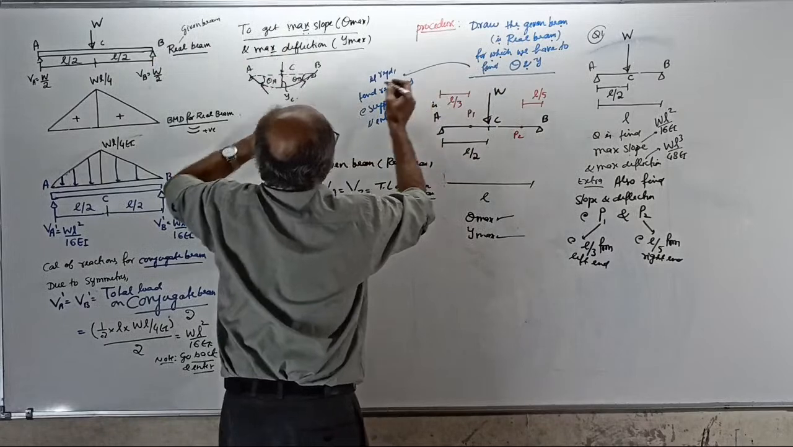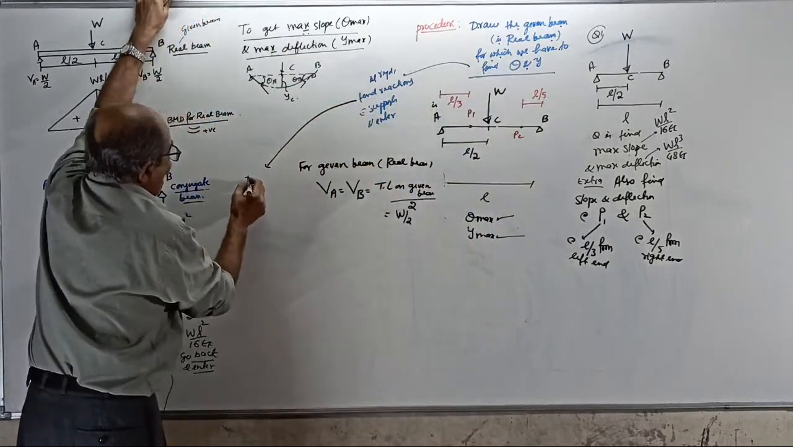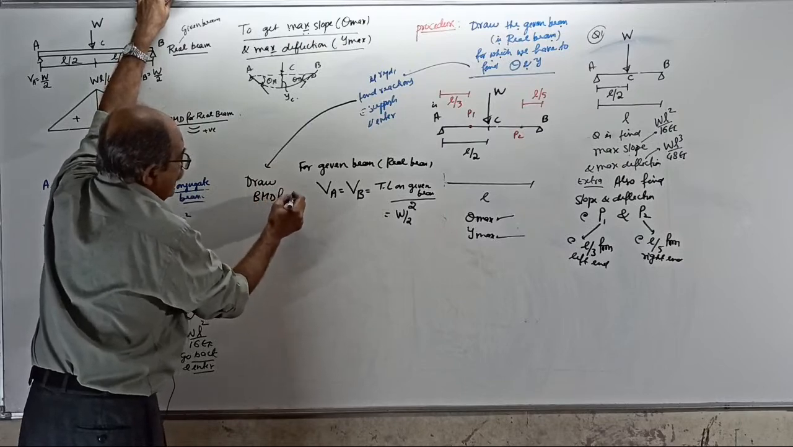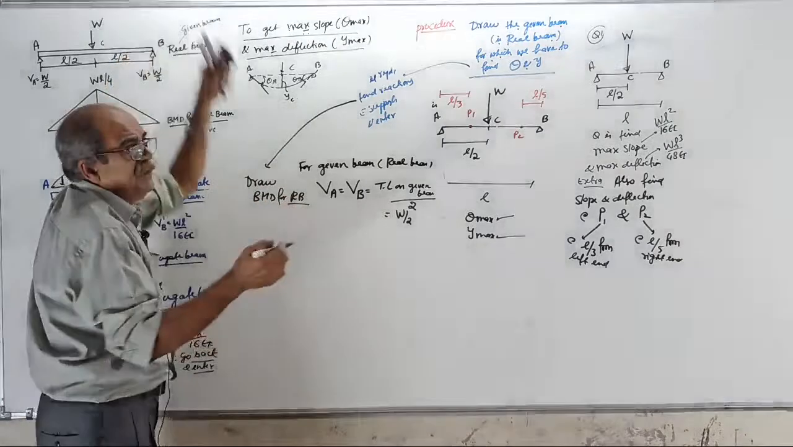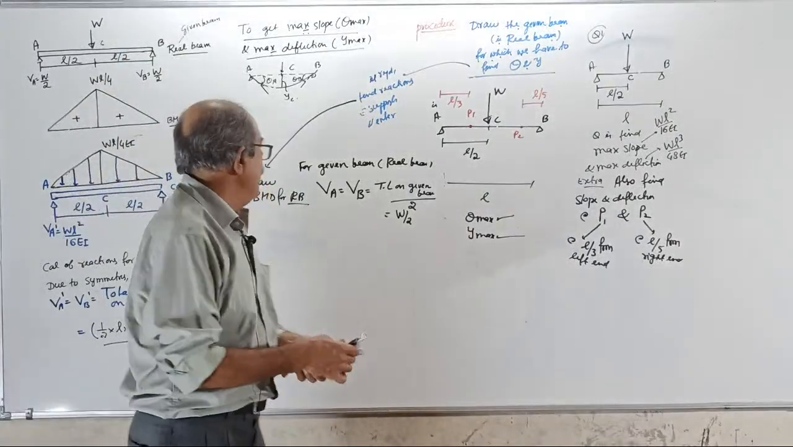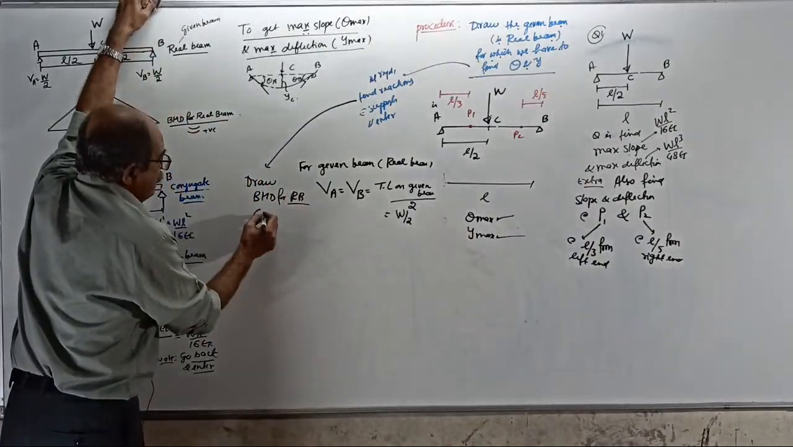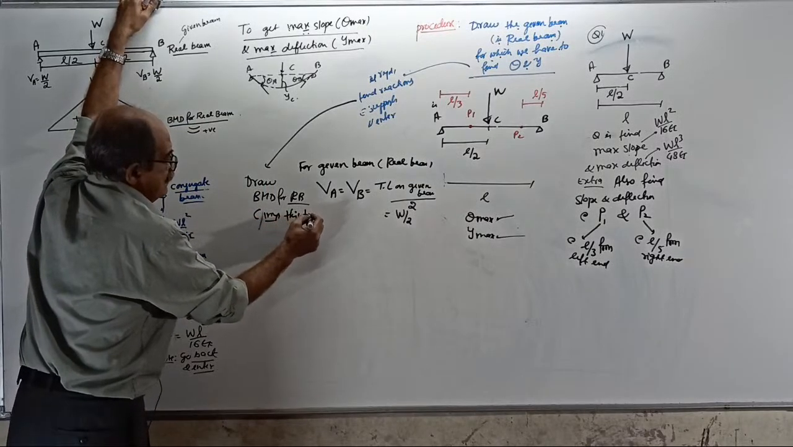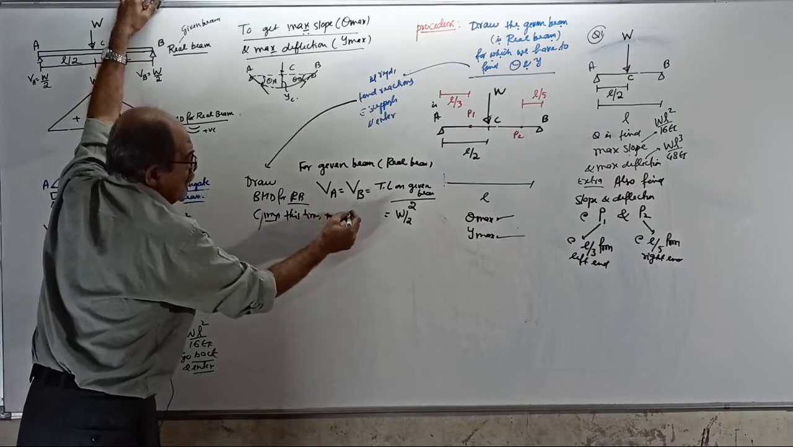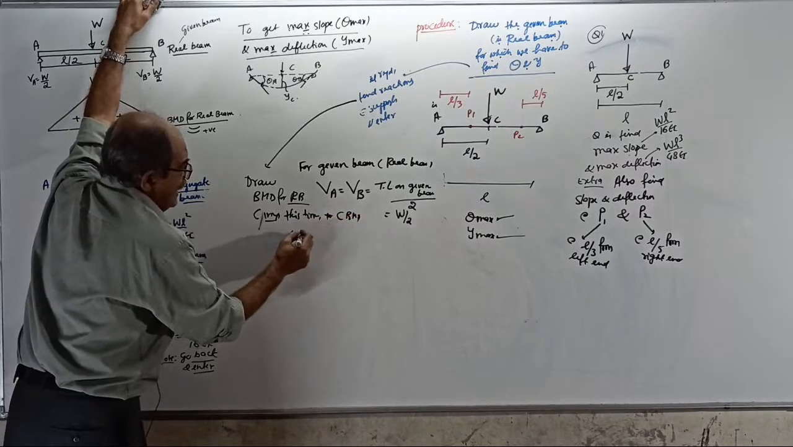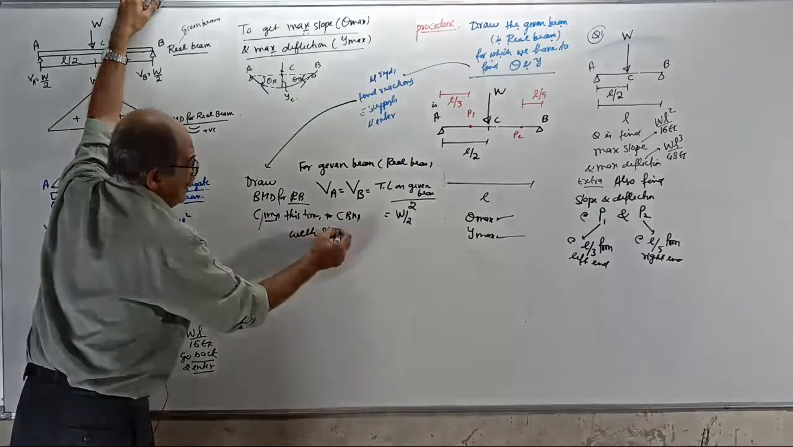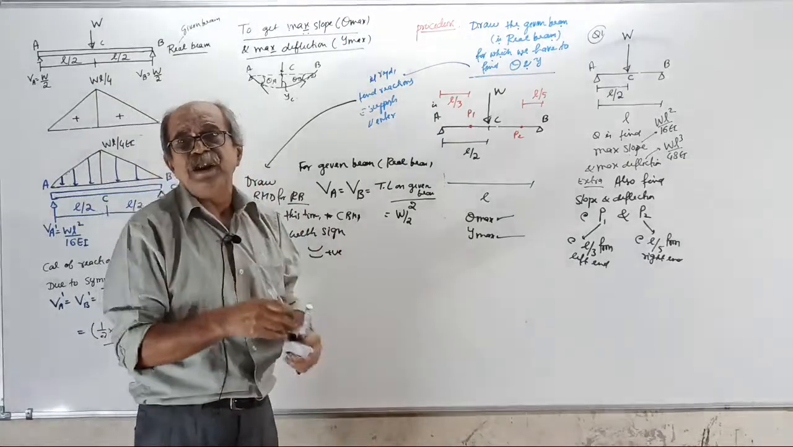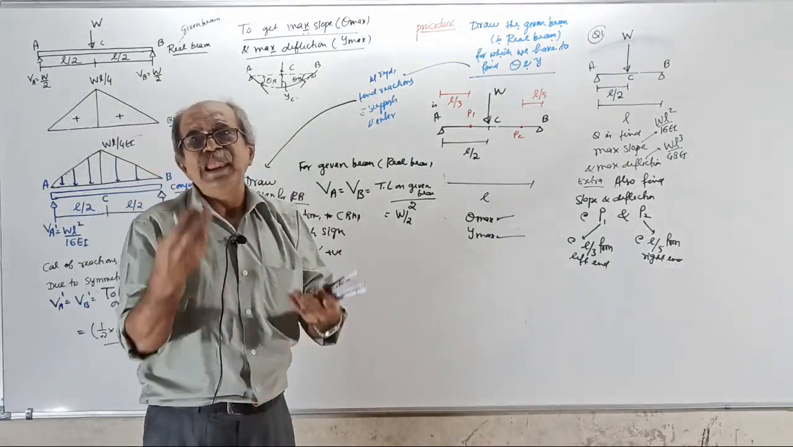Now, next step: draw BMD for the real beam. The real beam is the given beam. Draw BMD on the real beam. Very important. This time, for the conjugate beam method, sign is required, that is sagging positive. Sign is very, very important. Earlier we never bothered about sign.